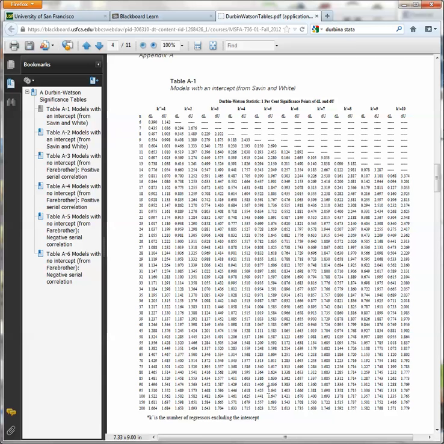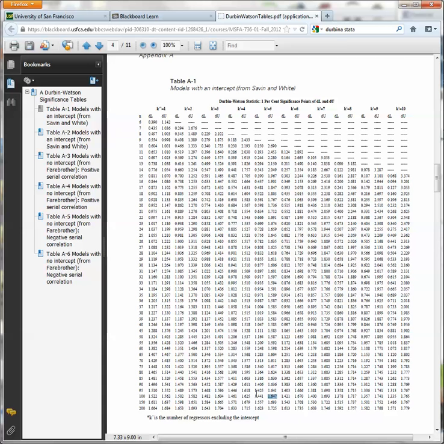Okay, so what I look for, if I'm using row 100, is this lower cutoff DL and this upper cutoff DU, and I see that the lower cutoff is 1.441 and the upper cutoff is 1.647. Since my Durbin-Watson test statistic was 0.88, and that is definitely lower than the lower cutoff of 1.441, I'm going to reject the null hypothesis of no serial correlation of order 1 in this particular model.